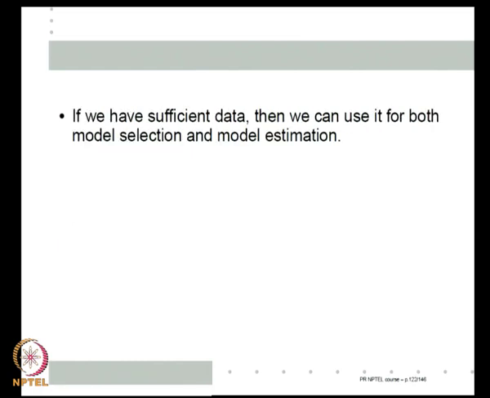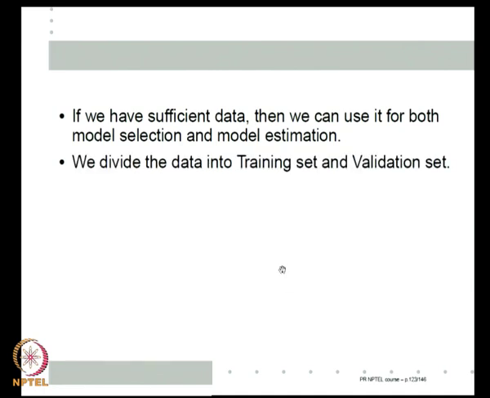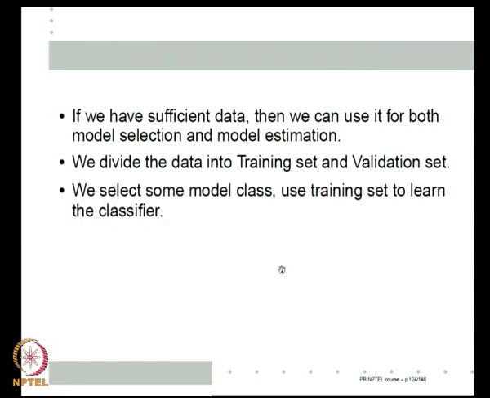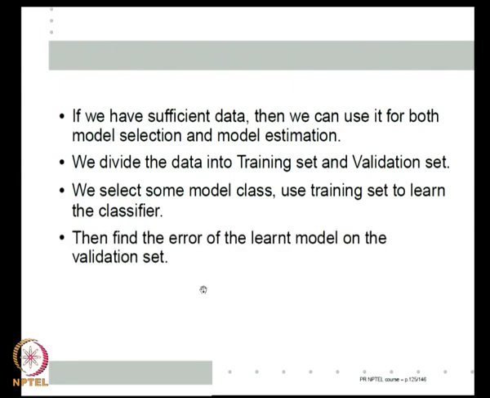If we have sufficient data, we can do both model selection and model estimation. This is how we do it. We divide the data into two parts, a training set and a validation set. We select some model class, a specific class of neural networks, a specific kernel function with specific parameters and so on, and then use the training set to learn the classifier, whatever best classifier you can get within that model. We find the error of the learned model on the validation set, not on the training set, but the other data that we have, which I call the validation set.